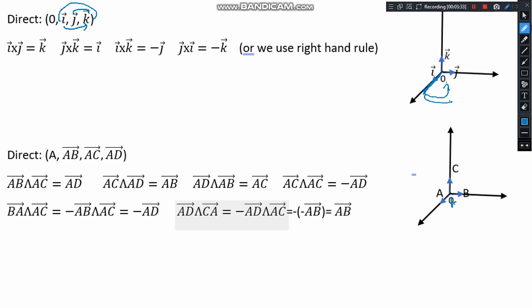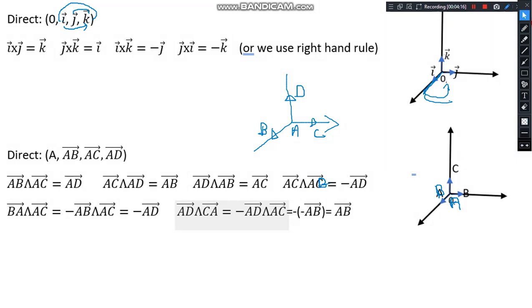If you have here, for example, this is A, you have AB, this is AB, this is AC. Let me draw another one. So use this picture, not this one. If you want AB, AC directly after it, what do you get? The perpendicular AD. If you have AC, AD, you return back to AB. If you have AD, AB, then directly AC. If you have AC, AB, you're moving backward, you're going to get minus AD.